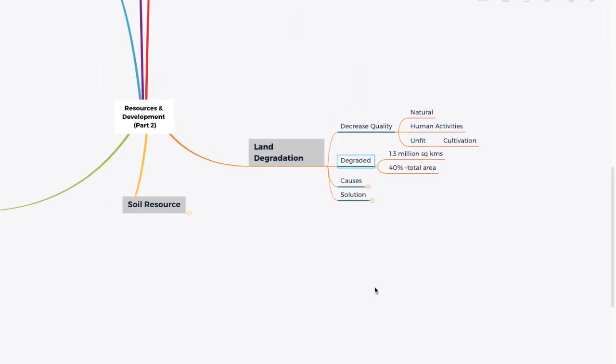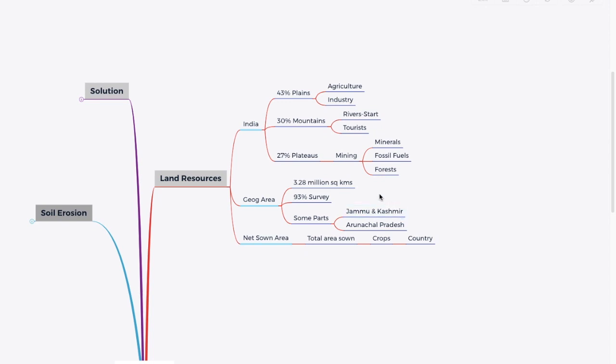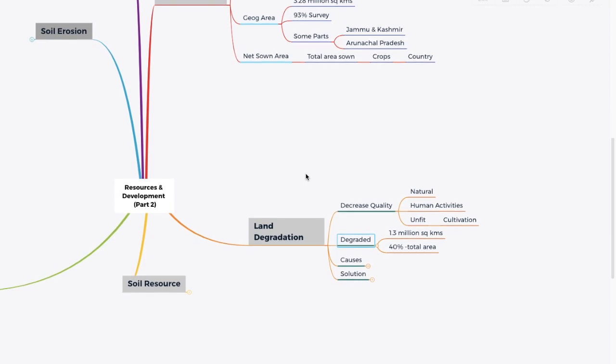Remember I spoke about the total land area of our country, 3.28 million square kilometers, out of which 1.3 million square kilometers is already degraded, which amounts to about 40% of the total area, which is a big deal. So what causes this land degradation?